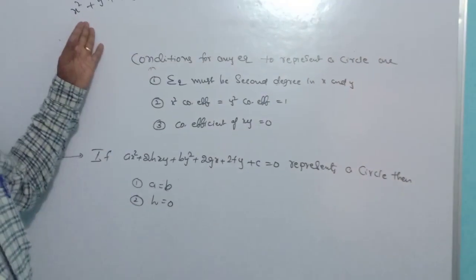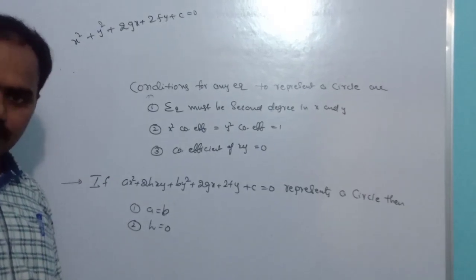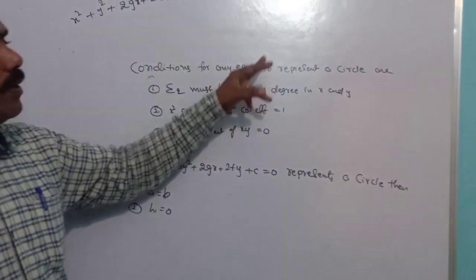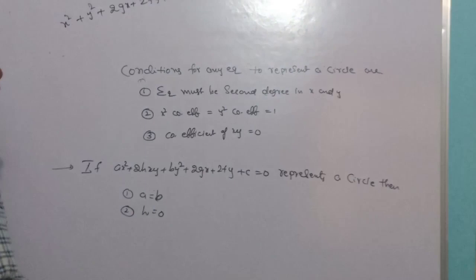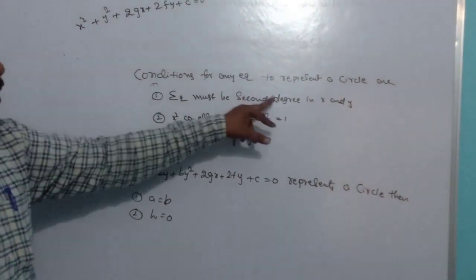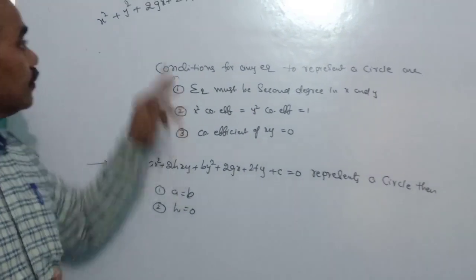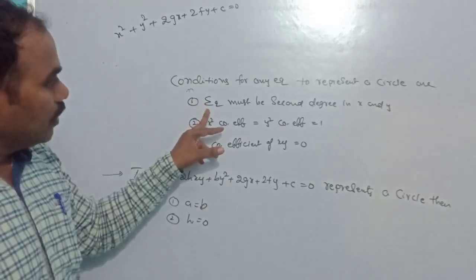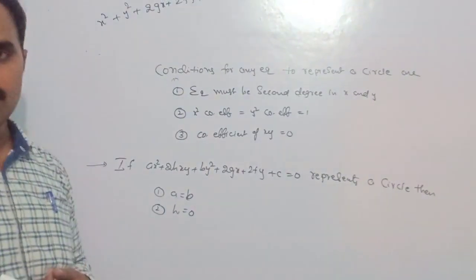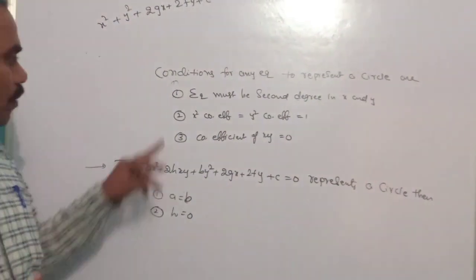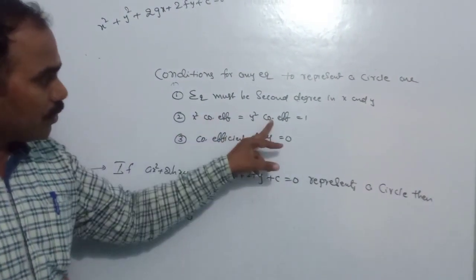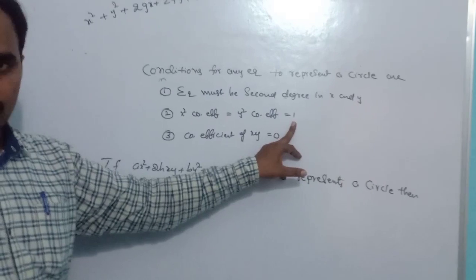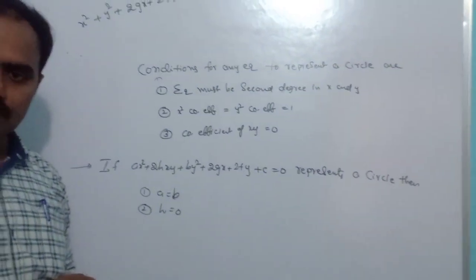By using this general equation of the circle, the conditions for any equation to represent a circle are: the equation must be second degree in x and y. X square and y square must be present. That is one point. And the x square coefficient and y square coefficient must be equal and also equal to 1. We should make the x square coefficient and y square coefficient 1.